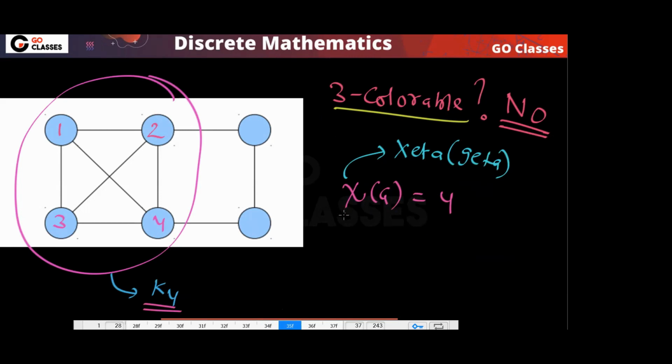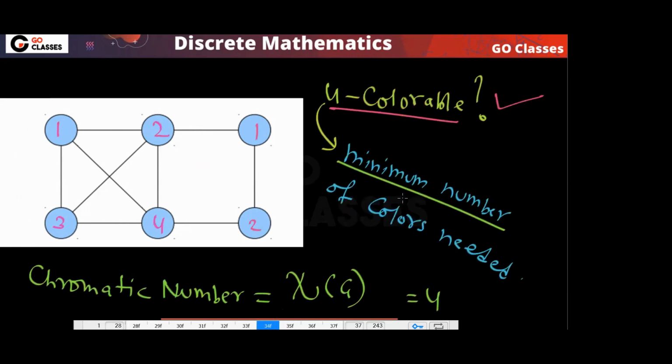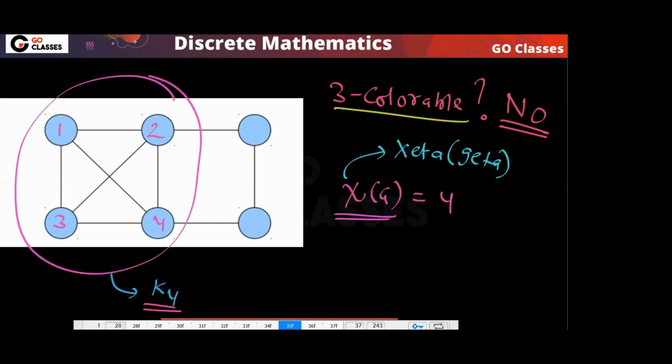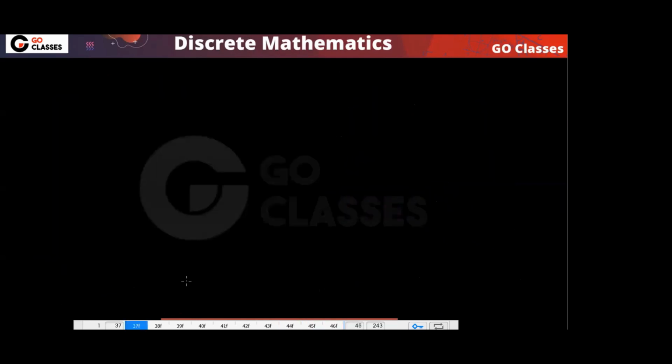So zeta of G is the chromatic number, remember. What is chromatic number? That is the minimum number of colors you need. So for this graph, chromatic number is 4 because you can do it using 4 colors and you cannot do it using 3 colors. Okay, is this clear to everyone?